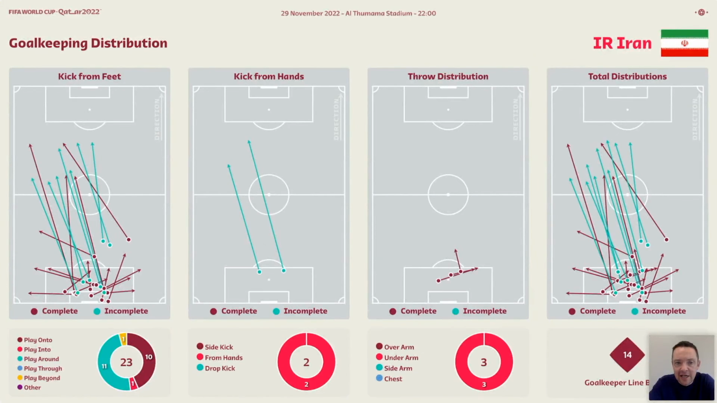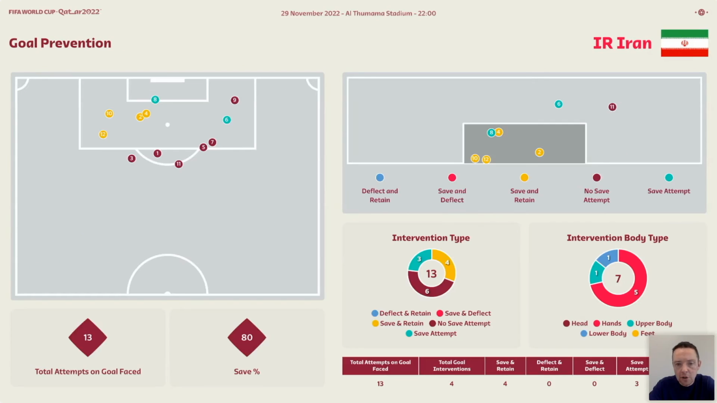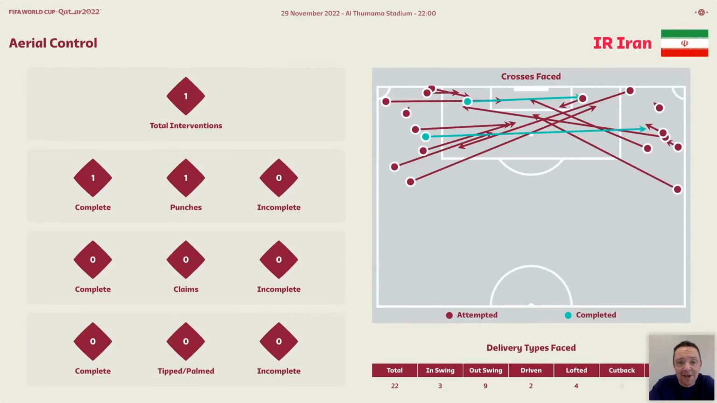You can see that second column, it's only happening once or twice. So most of the distribution is coming from the feet, as goalkeepers are used as outfield players. Goal prevention is another interesting one. The type of body part that was used to make a save, or the type of intervention, which I'm guessing is a save. Again, the depth and detail that FIFA are now giving us as fans or viewers of the game is pretty unbelievable. It's really, really good.